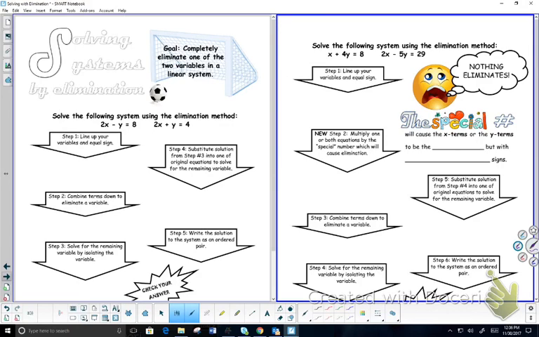This particular system, is it ready for substitution? No. Why? Because there's not a variable by itself. There's another way to do it. It's called elimination.